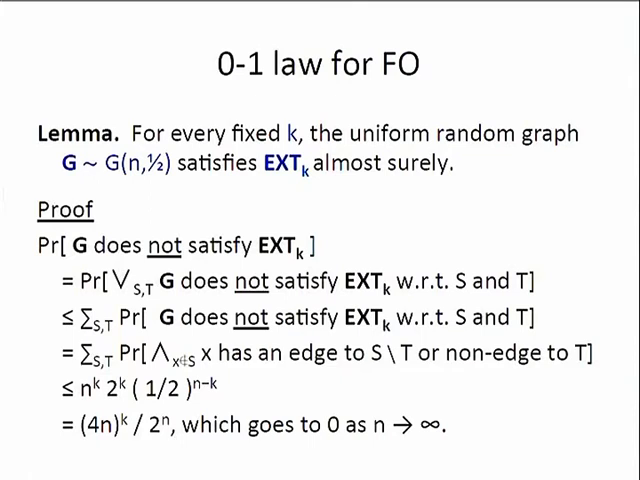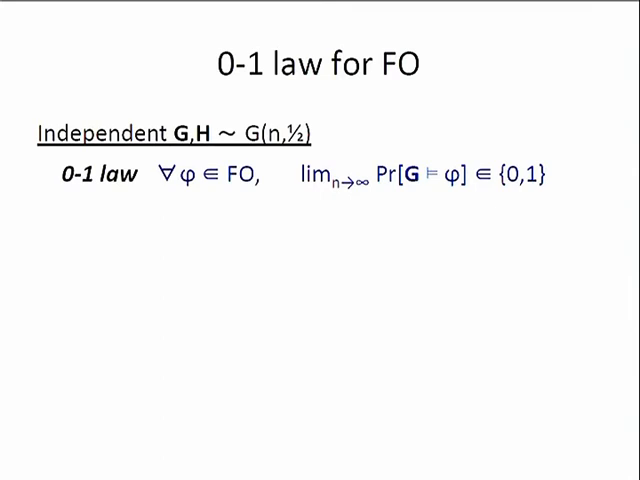But by independence, that probability looks like a 1 half to the n minus k exactly, and the number of such pairs S and T is at most n to the k times 2 to the k, something like that. So we get a bound of something like 4 to the k times n to the k over 2 to the n. And since k is fixed, this goes to 0 as n grows. So we've proved that almost surely G is k-extendable. And now this gives us a proof of the 0-1 law.